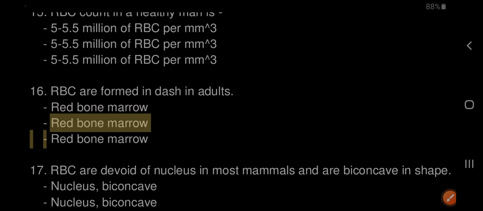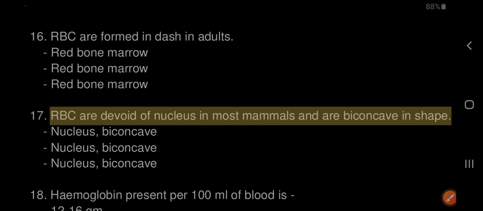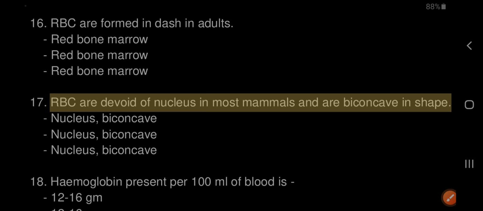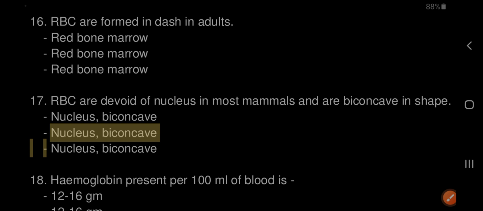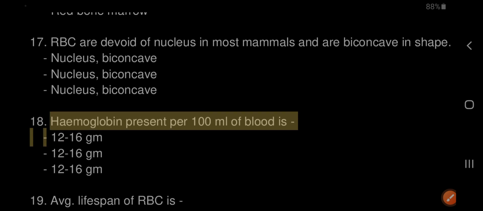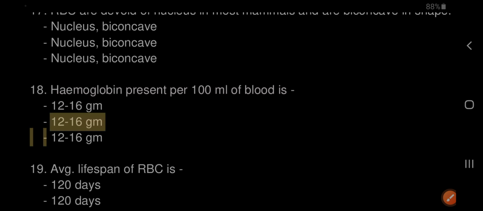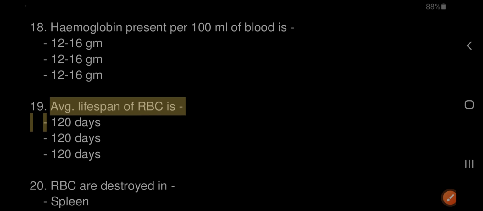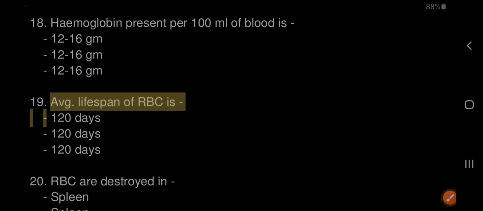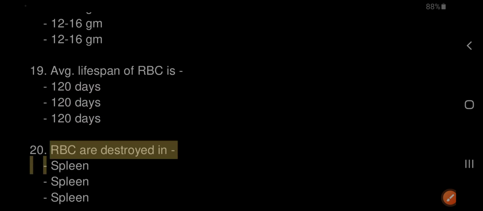17. RBC are devoid of nucleus in most mammals and are biconcave in shape. 18. Hemoglobin present per 100 milliliters of blood is 12 to 16 gm. 19. Lifespan of RBC is 120 days. 20. RBC are destroyed in spleen.